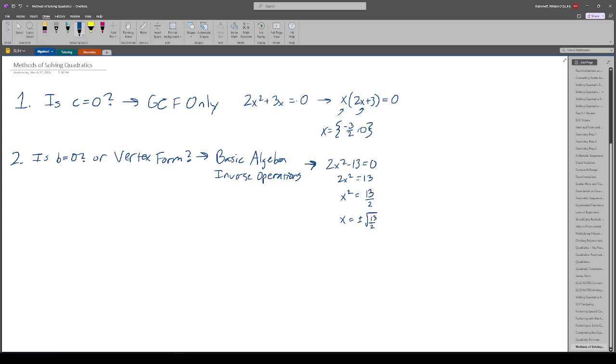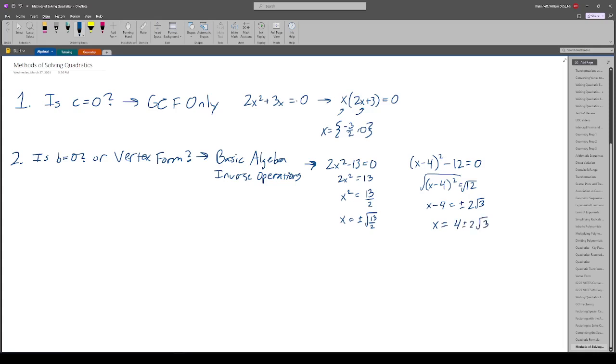Or if we had an equation in vertex form, so something like (x minus 4) squared minus 12 is equal to 0, then again, we can solve that using basic algebra steps. Add 12 to both sides. We're left with (x minus 4) squared equals 12. Square root both sides. We get x minus 4 is equal to plus or minus the square root of 12. We simplify that to 2 root 3. And then add 4 to both sides. We get x equals 4 plus or minus 2 root 3.